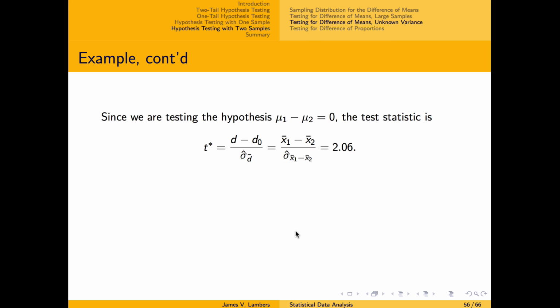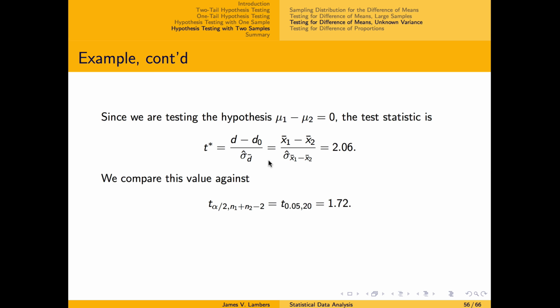Now we compute our test statistic. In our null hypothesis, we are equating the difference of means to 0. So 0 is our hypothesis value d sub 0. And the difference of sample means is our sample value d. As usual, we divide by the standard error to get our test statistic.